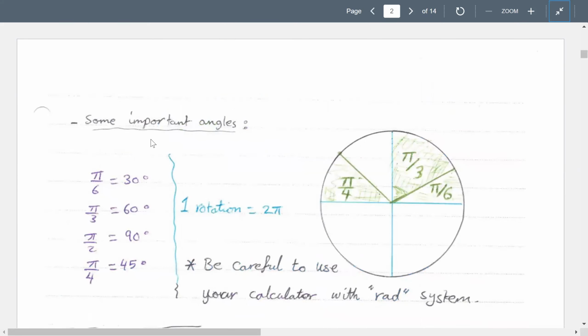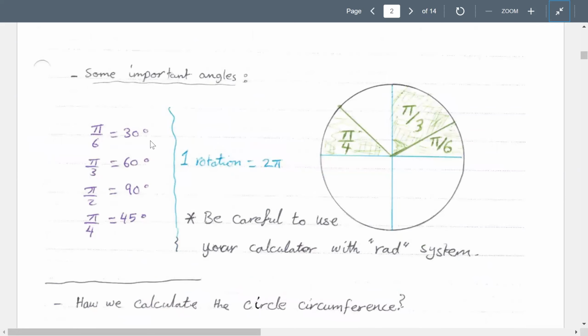We just rotate about this center. Now we have some important angles from math. For example, pi over 6, it is 30 degrees. For example, this angle, it is pi over 3. If we add pi over 6 plus pi over 3, it will be pi over 2, which is 90 degrees. Okay? We have pi over 4, this angle, which is 45 degrees. Okay? For one total rotation, it is 2 pi.